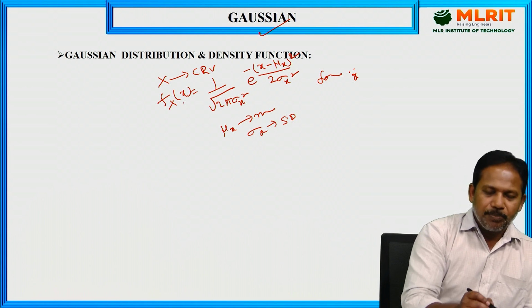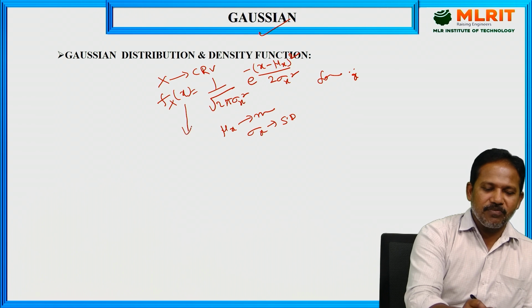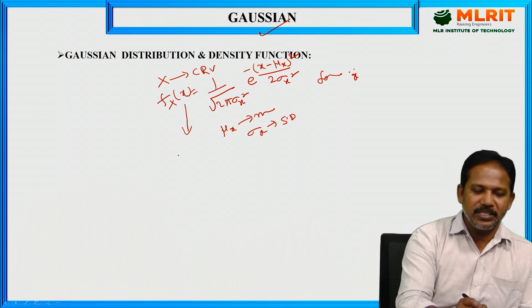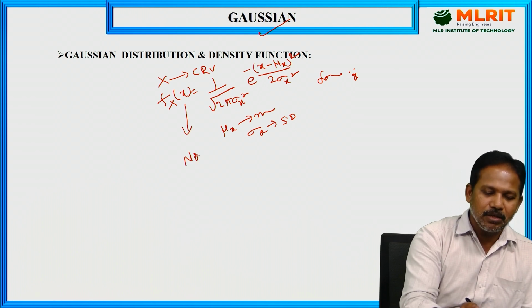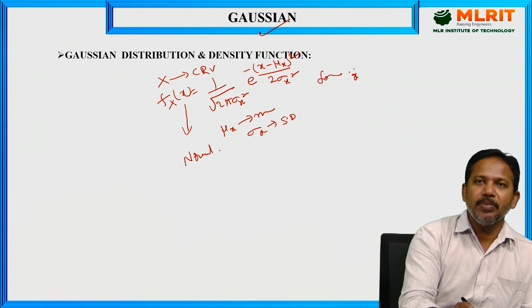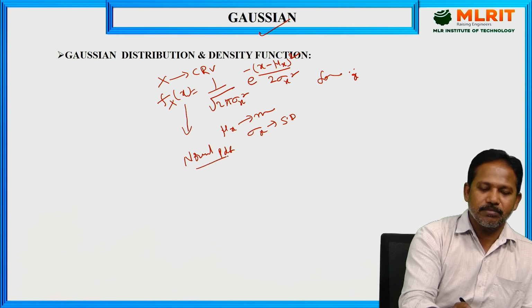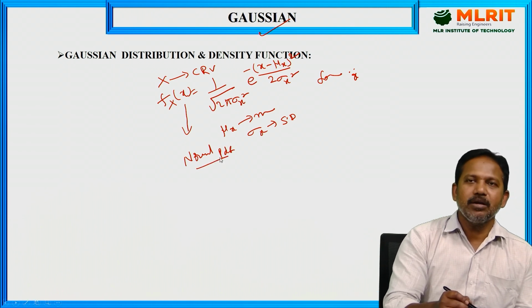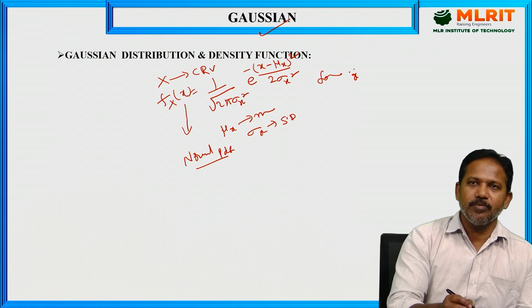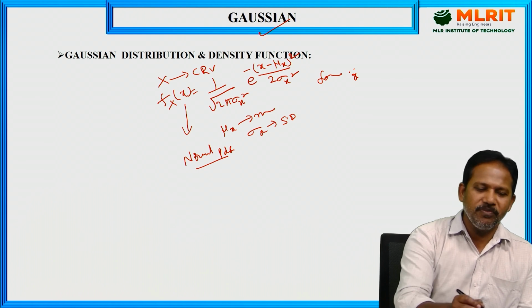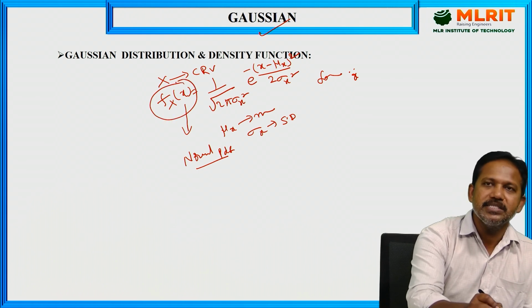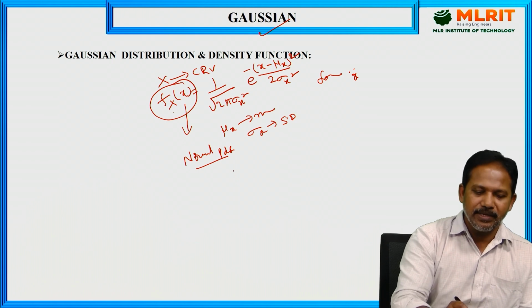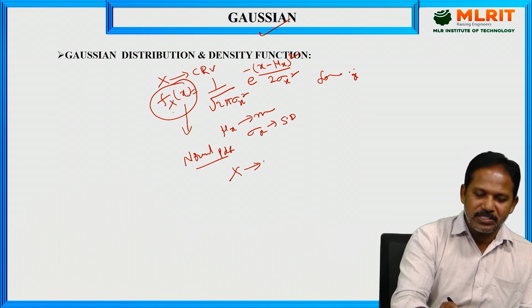Here the probability density function fx of x, that is the Gaussian probability density function, is also called the normalized probability density function. So what is meant by a Gaussian random variable? If any random variable satisfies the Gaussian density function, then that type of random variable is called a Gaussian random variable.